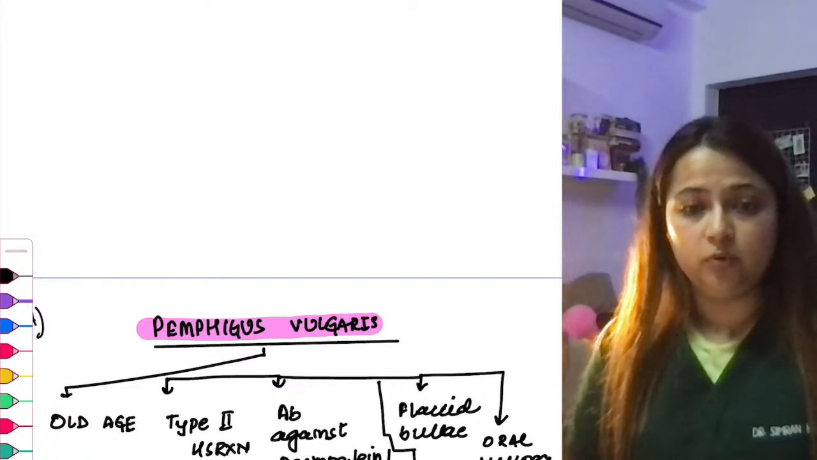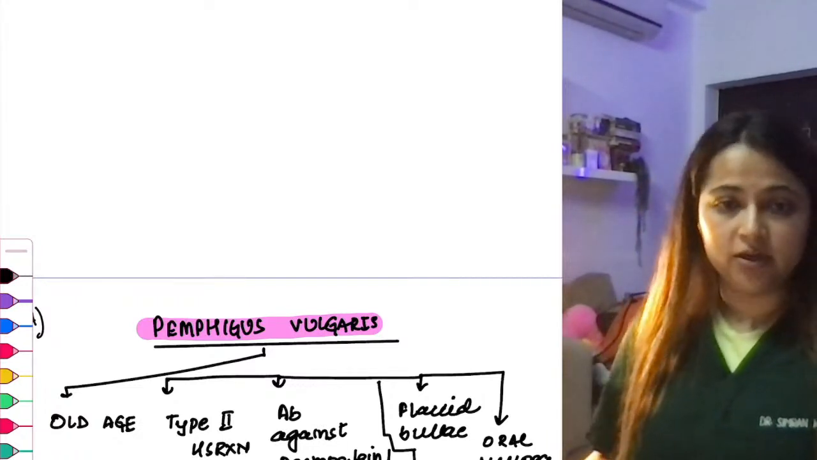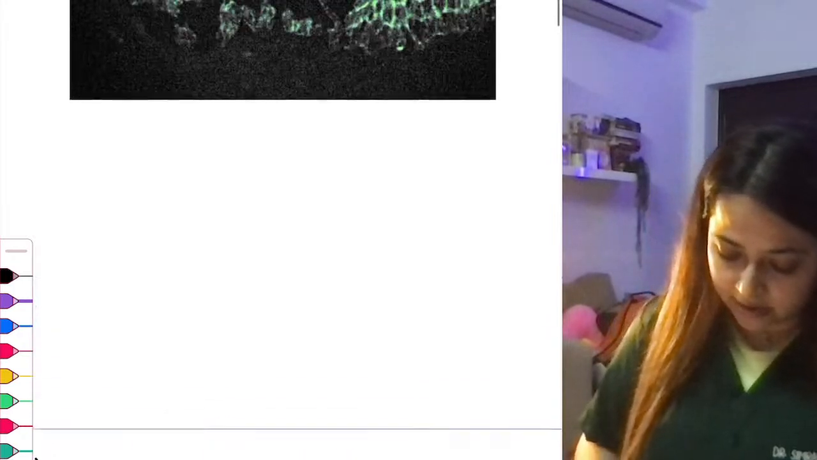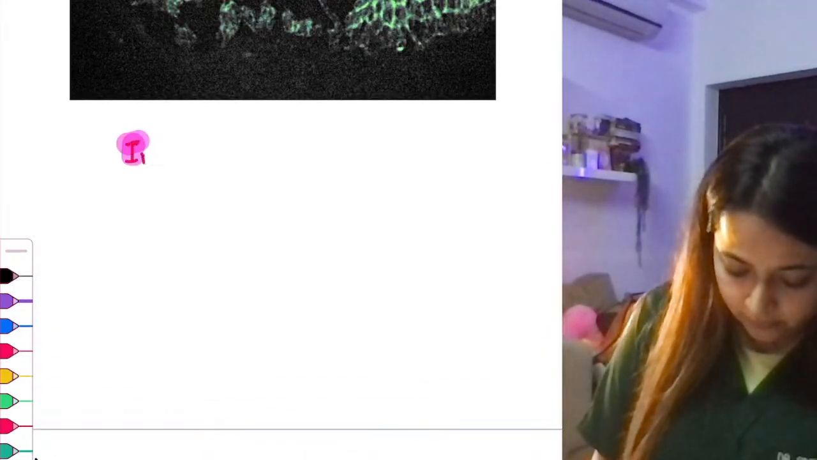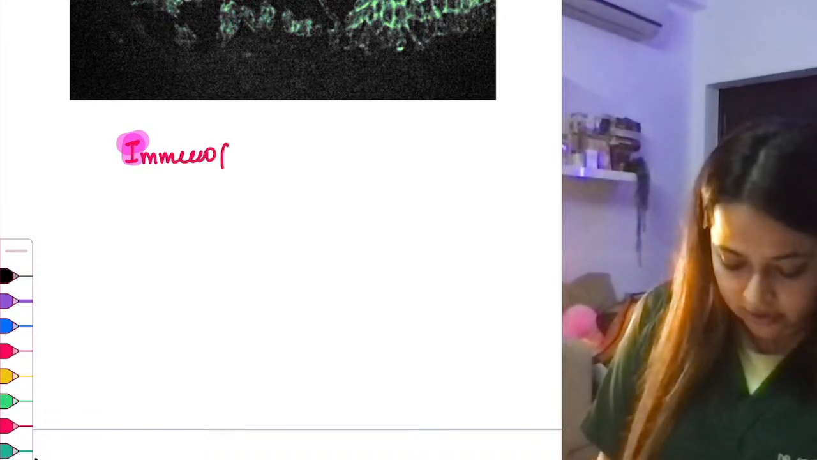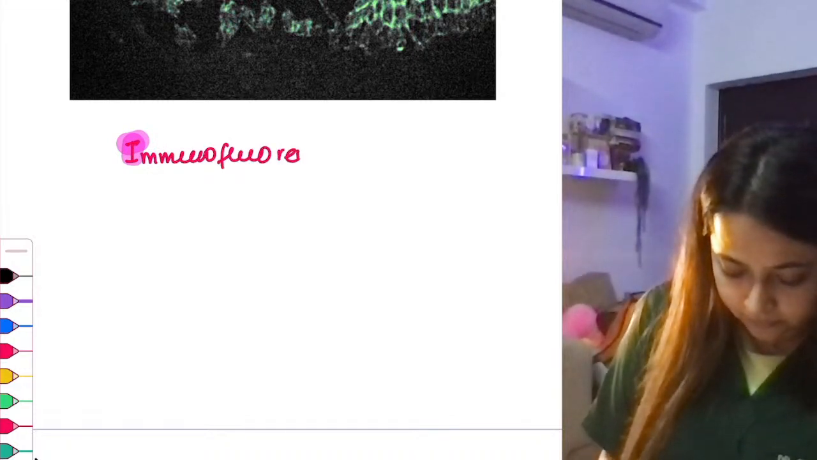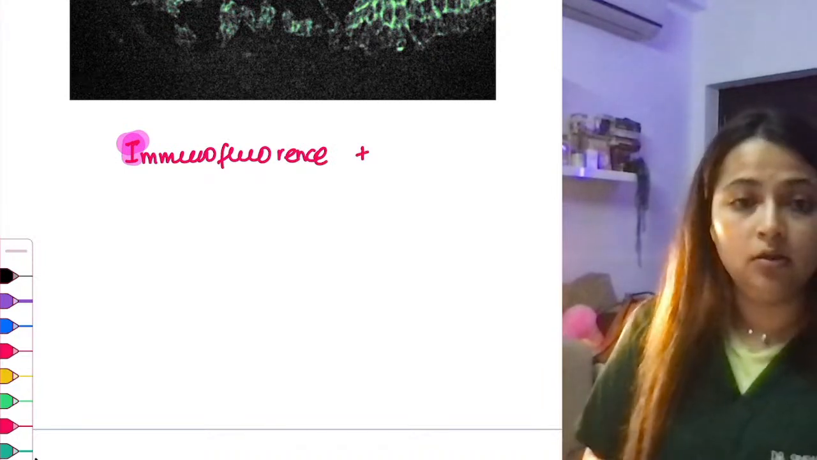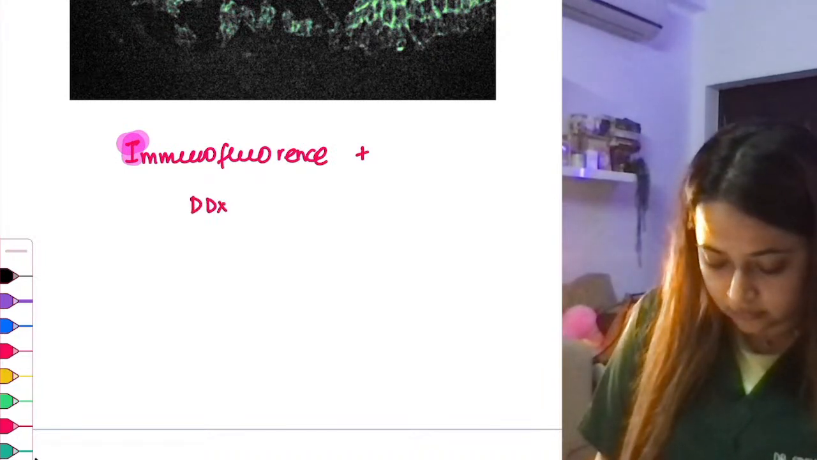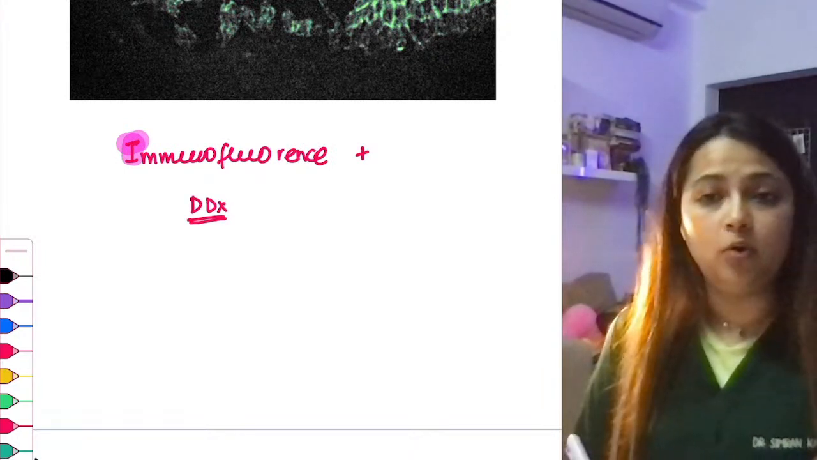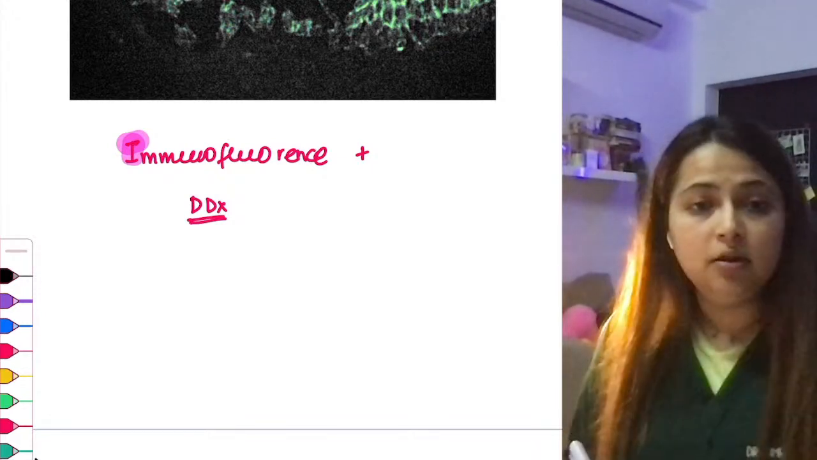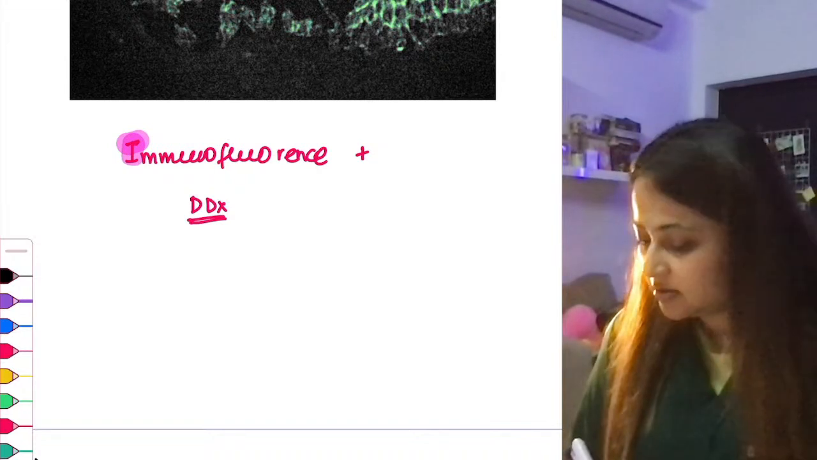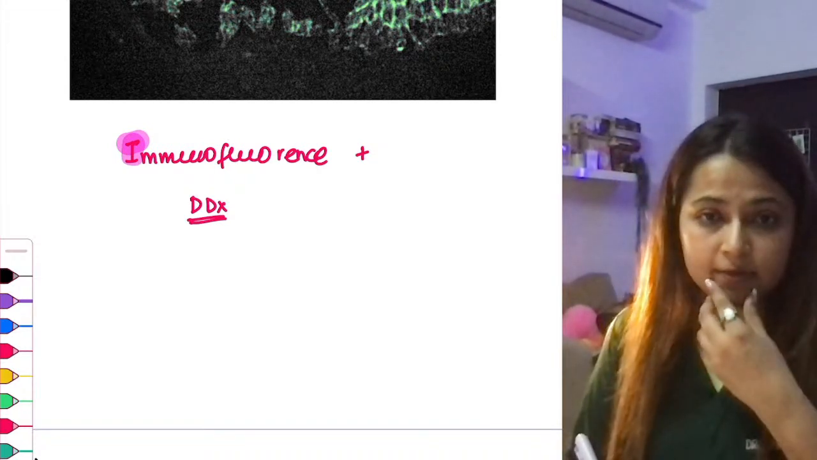So what you have to keep in mind, what is important here is, number one, look at the immunofluorescence images. So I'll write it down here. So look at the immunofluorescence images. Plus, you have to differentiate between a very important differential diagnosis of Pemphigus vulgaris. What is a very important differential diagnosis of Pemphigus vulgaris? What is the answer here?